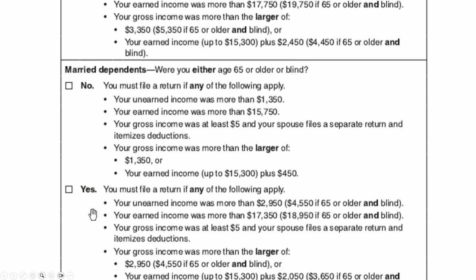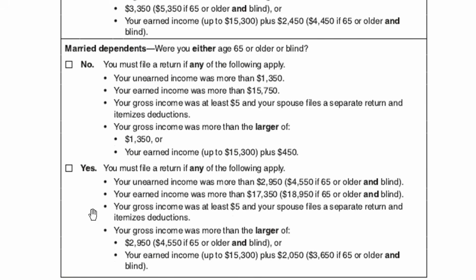Next, let's move on to a married dependent who is either age 65 or older or blind. This will be more common than under 65 and married because you could have, for instance, elderly parents who are both still alive, they are still married, and their child or children are supporting them, and they are being claimed as a dependent by one of those children. So when do those parents need to file a separate return? Well, if their unearned income was more than $2,950, or their earned income was more than $17,350, again, the same exact rule as before.